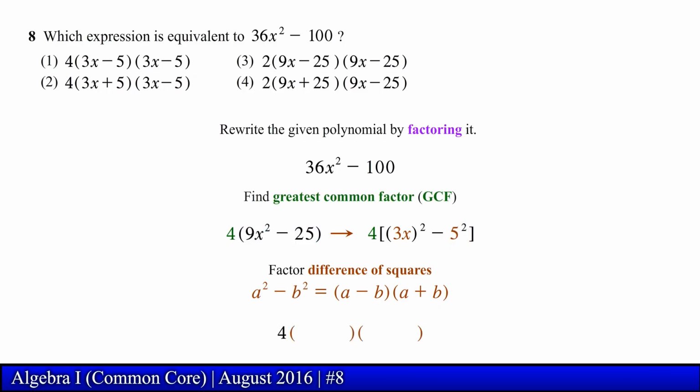Factoring out this expression, we obtain the following: 4 times the quantity 3x plus 5 times the quantity 3x minus 5. Looking at the answers, we see that option 2 is the equivalent expression.